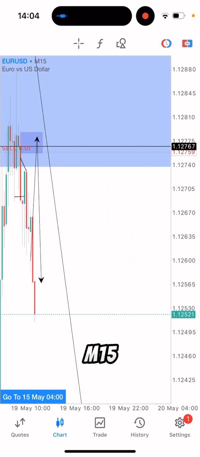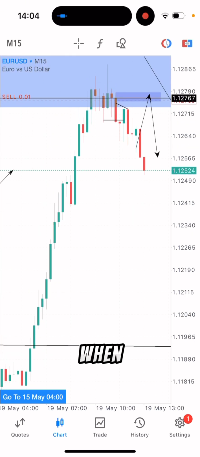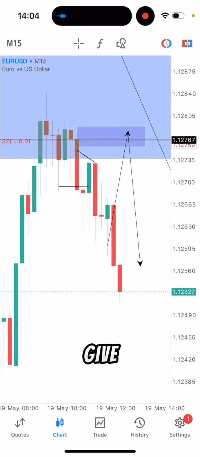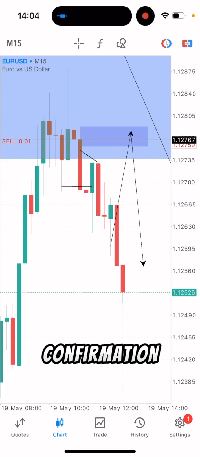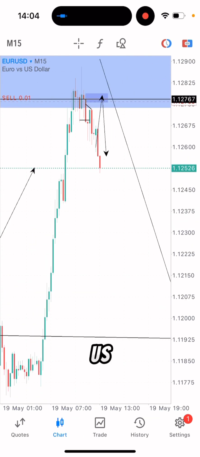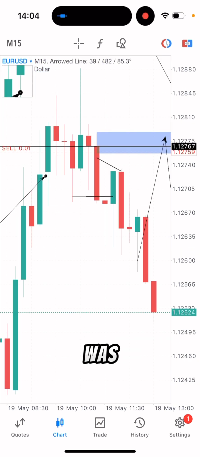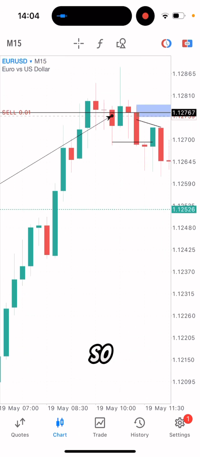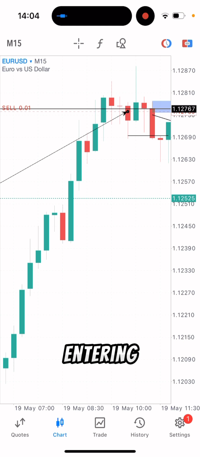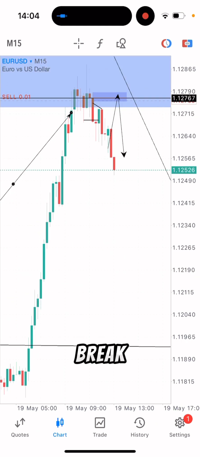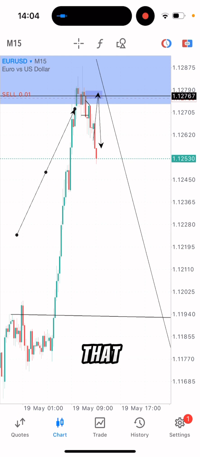So I went to my M15. The time I entered this very trade was when I saw that M15 gave us a candlestick confirmation, as you can see here, showing that it was going to fall. So that was when I entered. I like entering when M15 gives me a candlestick confirmation, or when M1 breaks structure. So kindly note that.